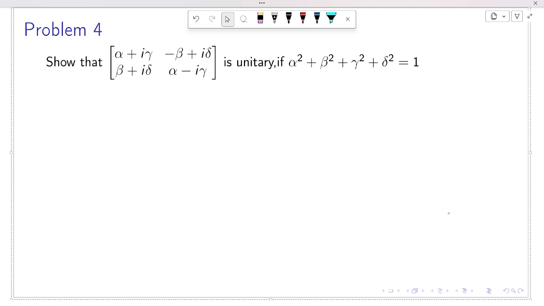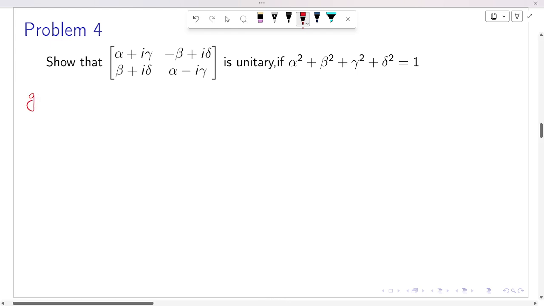Okay? So what we are given is that alpha square plus beta square plus gamma square plus delta square is equal to 1, and what we need to prove is that this matrix is unitary. So if this matrix is A, we need to prove that A into A conjugate is equal to the identity matrix. Okay, so this we have to prove. So let us start, A into A conjugate.